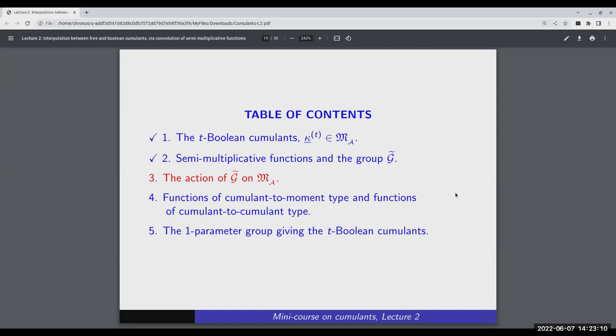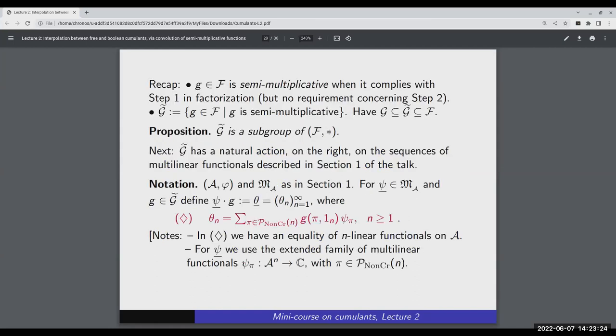Now remember, all the cumulants, including these Boolean cumulants, were in this space MA. G twiddle acts on that. That's my next point of business. This is a recap of what we had. So what was G twiddle? Functions which comply with the first step of the factorization procedure, but we don't require something to happen on the second.